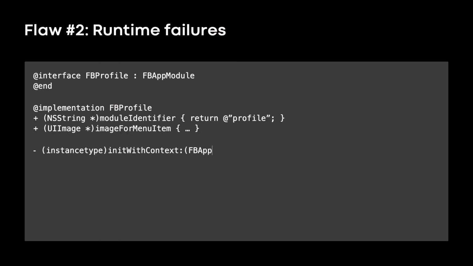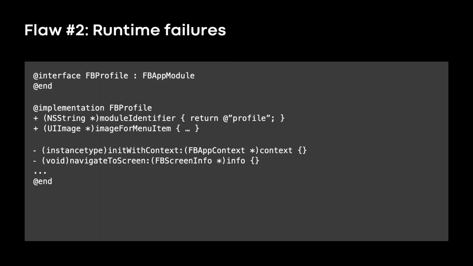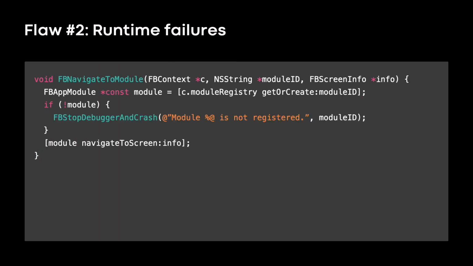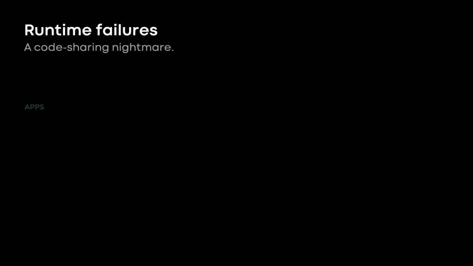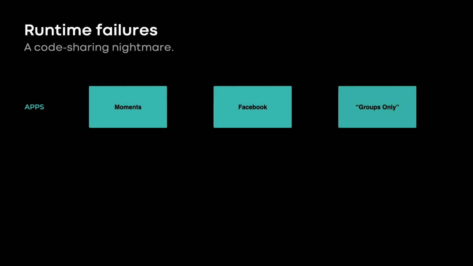The second issue that we saw with FBAppModule were runtime failures. As I mentioned earlier, every module has an ID, and we would use these for navigation. So if you ever went and looked at our navigation code, this is an oversimplified piece of code, but you give it a context and you say, hey, here's my context, I'd like to go to groups. And it would go look inside of a registry, and it would say, okay, I didn't find a module named groups, so I don't know where you're going, so I'm just going to crash the app. And inside of Facebook, this was rarely a problem, but this became a nightmare once we started rolling out other apps.